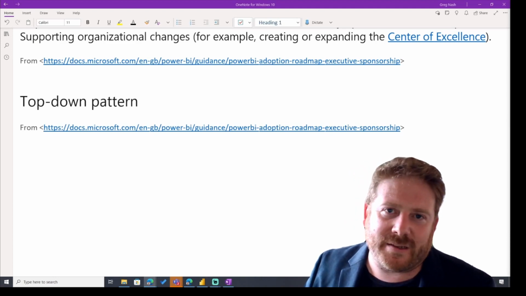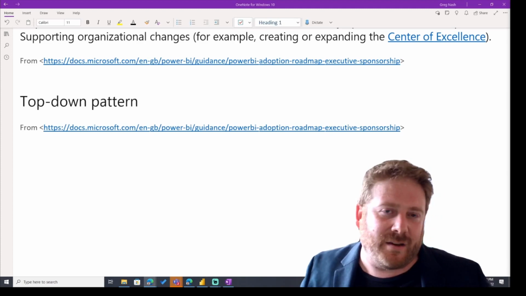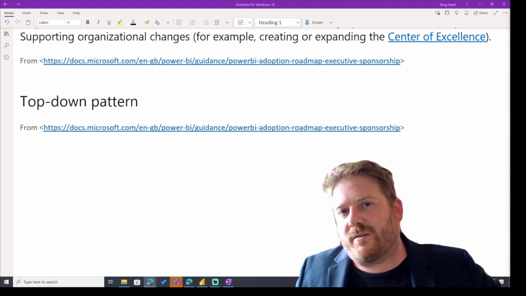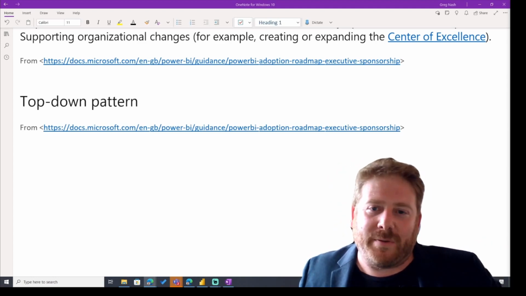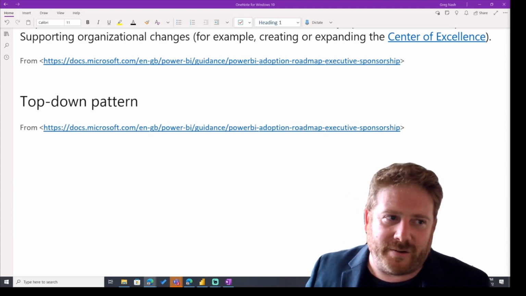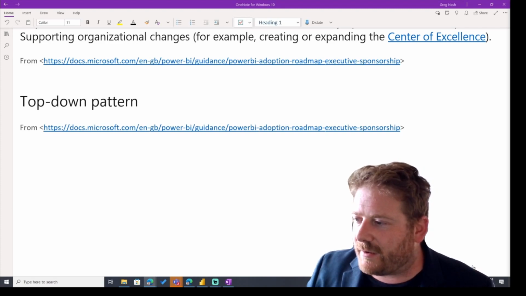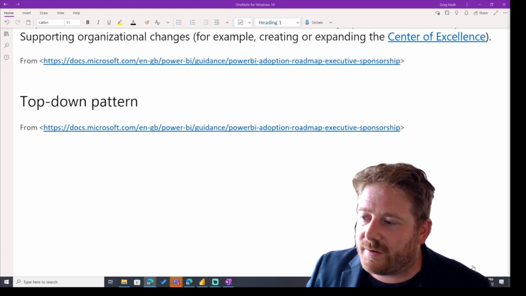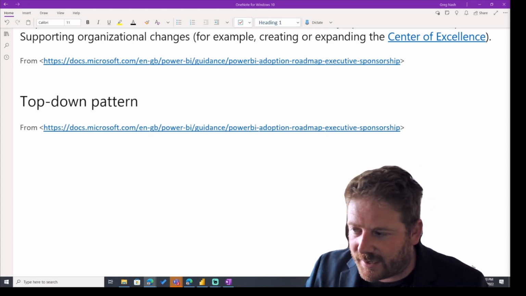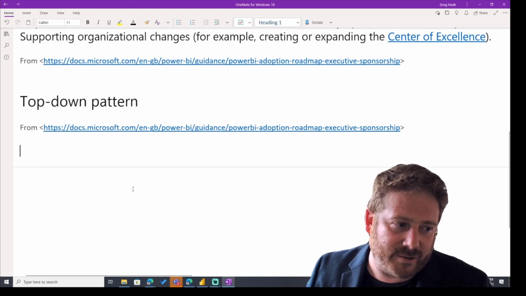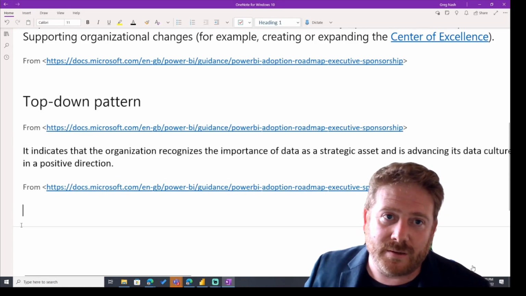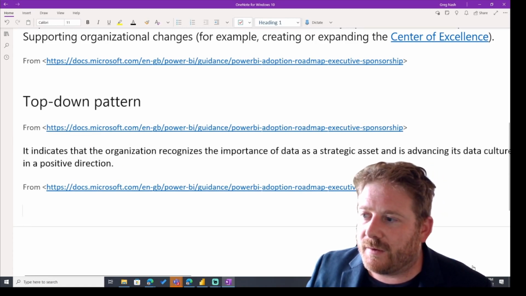So if the CFO, or maybe someone like the CMO, a marketing officer, is leading it as your executive sponsor, it's likely you're going to be doing your Power BI project in their team first, right? And then they want to replicate that across the rest of the organization. If it's at C level, then you're in a great space, right? It indicates that organization resources are important. The organization recognizes the importance of data as a strategic asset and is actively advancing its data culture. So, good sign if you've got a C level, or one of those higher level sponsors.